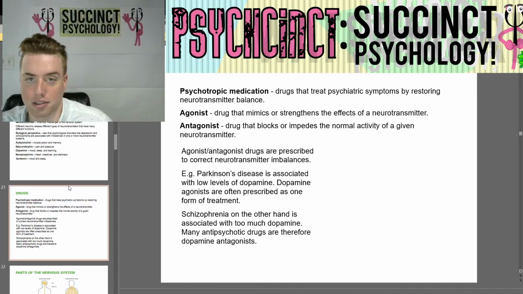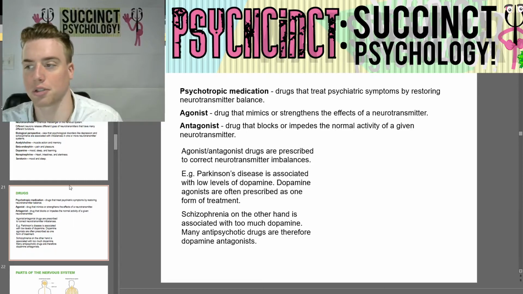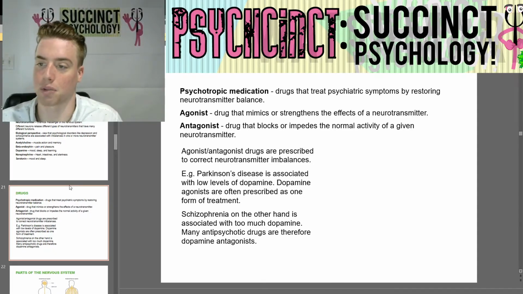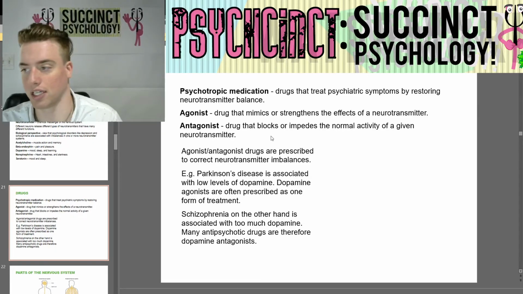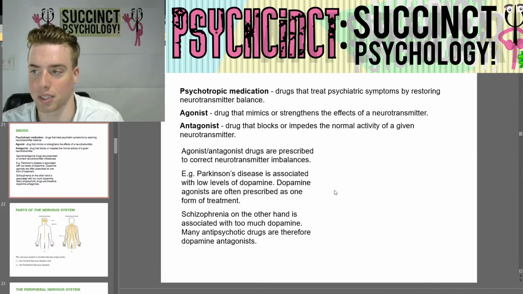So there are some drugs for neurotransmitters. First we have psychotropic medication, drugs that treat psychiatric symptoms by restoring neurotransmitter balance. An agonist is a drug that mimics or strengthens the effect of a neurotransmitter, while an antagonist is a drug that blocks or impedes the normal activity of a given neurotransmitter. An easy way to remember that: the antagonist of a story is trying to block or impede the hero, and so do antagonist drugs. But they're doing it with neurotransmitters, not heroes of a story. Agonist and antagonist drugs are prescribed to correct neurotransmitter imbalances.